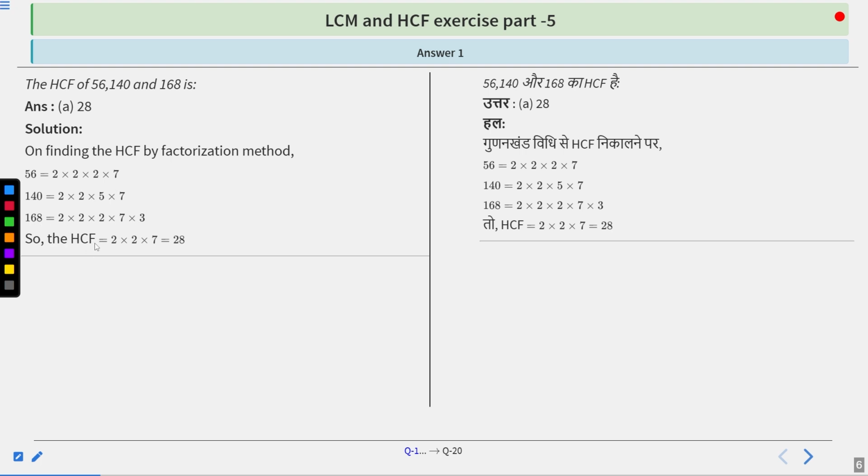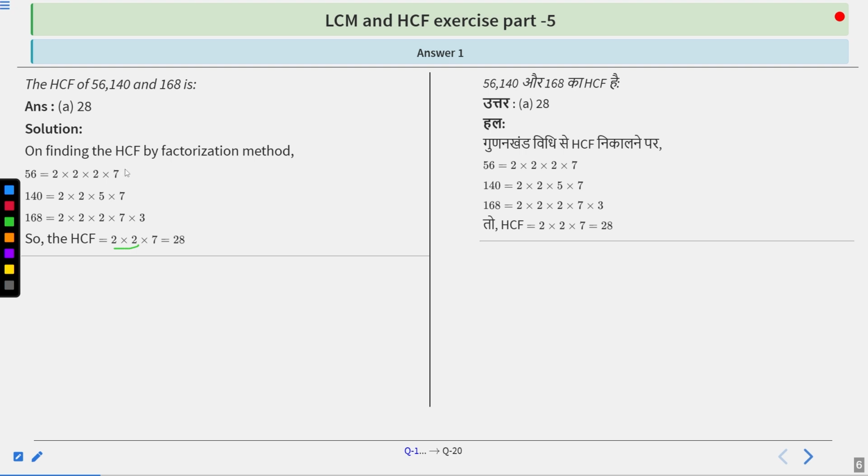Now to find the HCF, we are going to look at the common numbers present in the factors of 56, 140 and 168. So 2 is present in all the three, but the least power is 2 into 2, that is 2 raised to power 2. So we have taken 2 into 2. 3 is only present in the factors of 168, so it can't be taken into consideration.